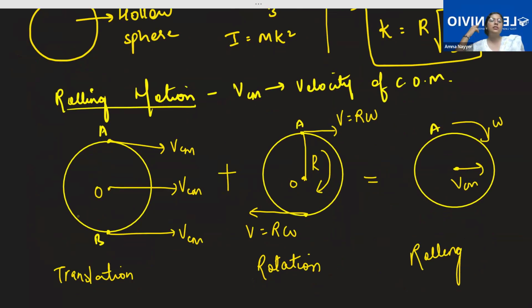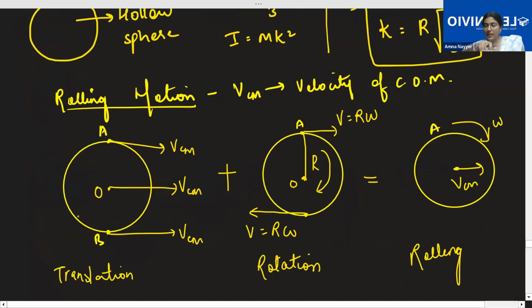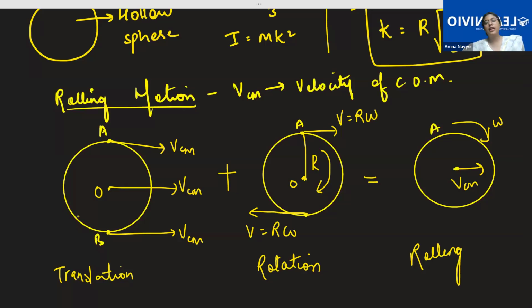So we won't say the tires are rotating or the tires are translating. Rather, we'll prefer to use the term that tires are rolling, because they are neither just rotating nor just translating. They are both rotating and translating at the same time. So that is what we call the rolling motion.